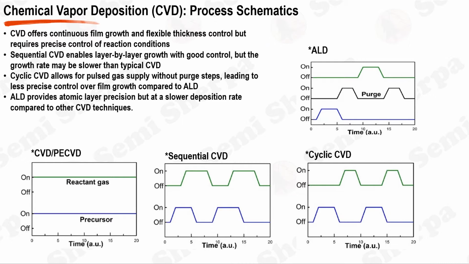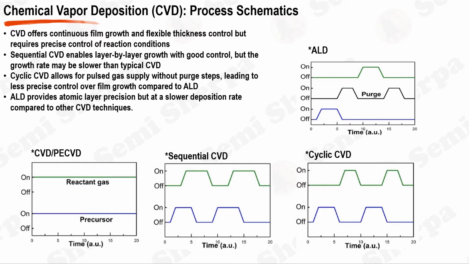The thickness of the deposited film progressively increases over time as more gas is supplied and the reaction continues. This process affords continuous growth of the film, and the deposition rate directly depends on the rate of the chemical reaction, the concentration of reactant gases, and the process temperature and pressure.